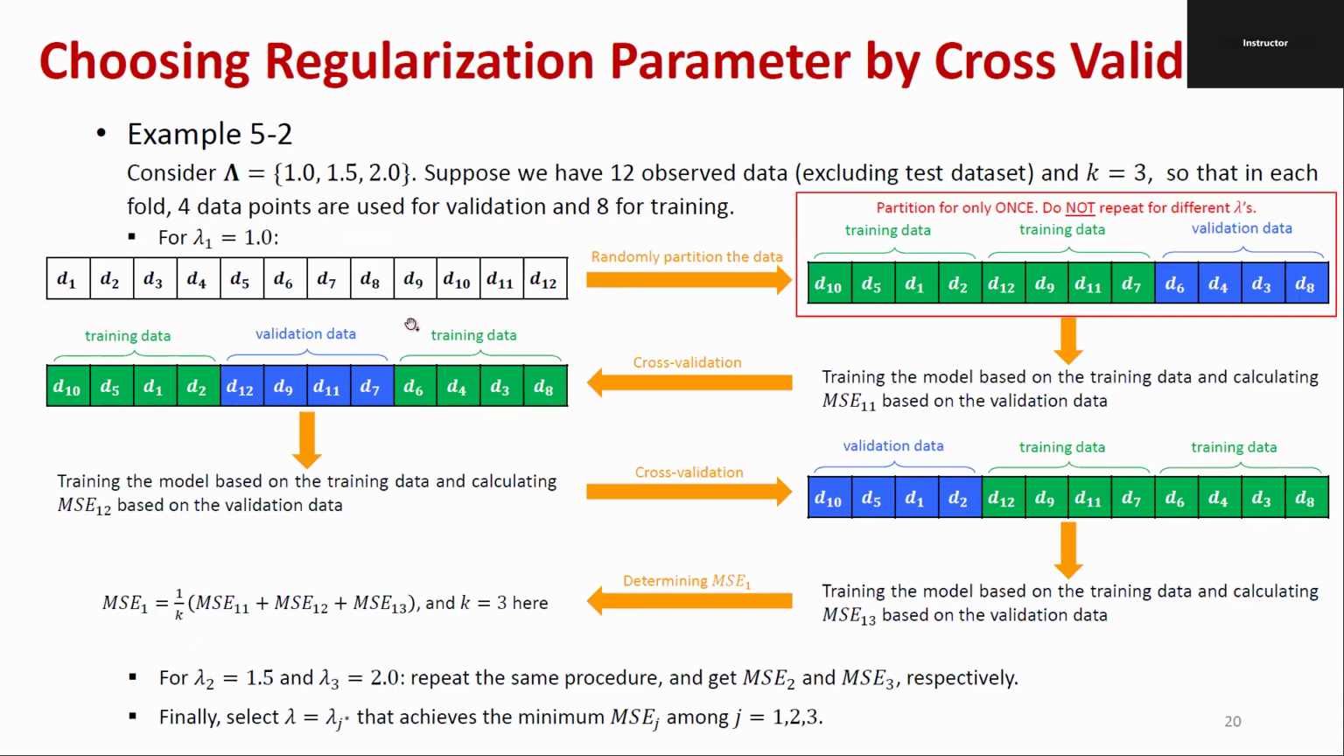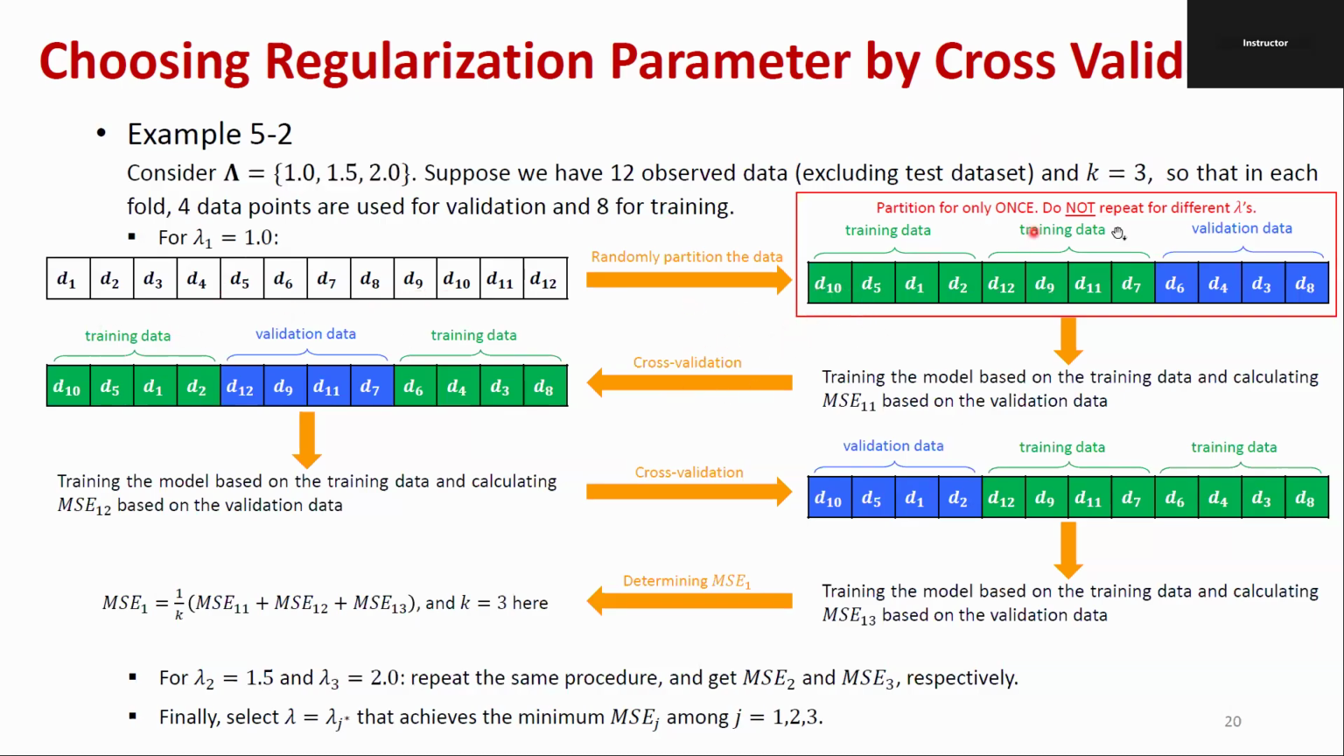So suppose I have 12 data points. Observe the data points. Again, here, what I mean is the training data and the validation data. It does not include the test data set. Okay, now, totally 12 data points, k equal to 3. 12 divided by 3 is 4. And hence, I will choose every 4 data to be one fold, or one sample group.